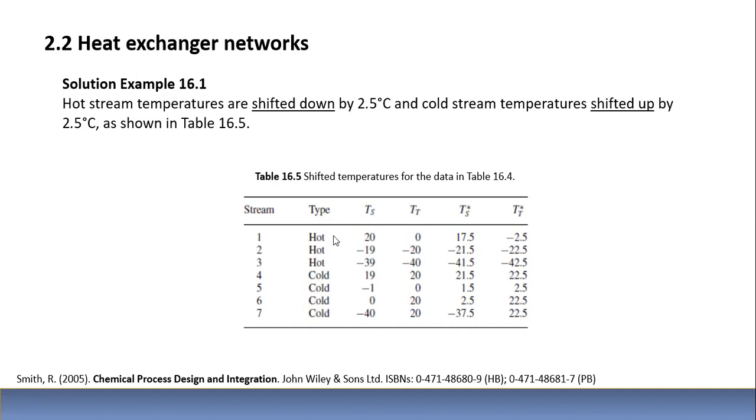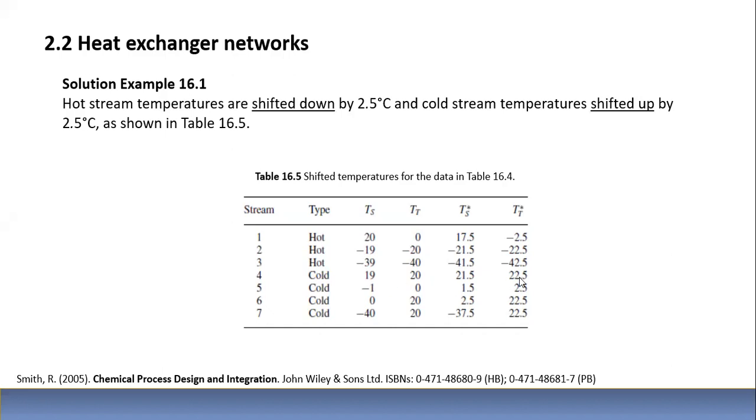So that's where you see an ordered listing of the hot and the cold streams. For the hot ones, it's going to be the actual temperatures minus delta T minimum divided by 2. So it's going to be 20 minus 2.5 and 0 minus 2.5. Minus 19 minus 2.5 and minus 20 minus 2.5, and so on and so forth.